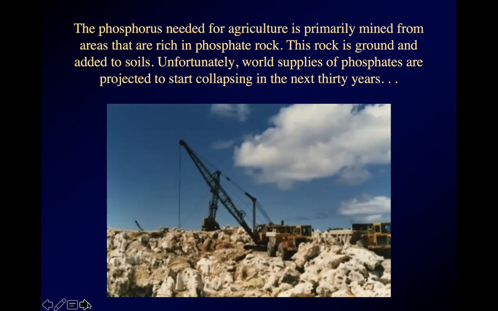Unfortunately, number 2,796 of the apocalyptic things you have to worry about, world supplies of phosphate rock are not infinite, and they're projected to start collapsing in the next 20, 30 years. Oh dear. Yeah. So once we get the pandemic out of the way and inflation and global climate and college debt and things like that out of the way, there's something else you can worry about.